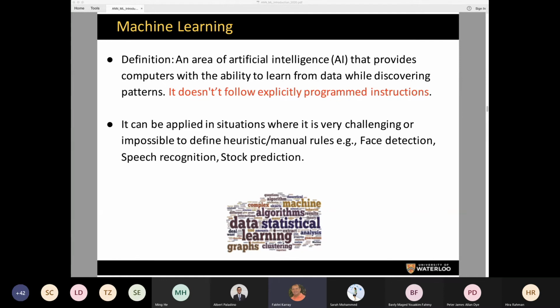Machine learning is used in situations where it is very challenging or impossible to define heuristic manual rules, such as face detection, speech recognition, and stock prediction. One particular example I can give you: there are many machine learning tools now that are able to recognize a face, recognize the features of a face, whether a person is sad or happy or calm or whatever. They also detect a face from a certain set of objects. It's not only face detection, but face recognition and emotion recognition from the face.